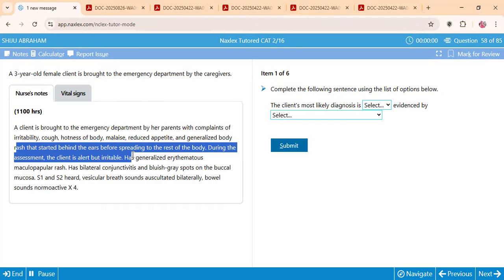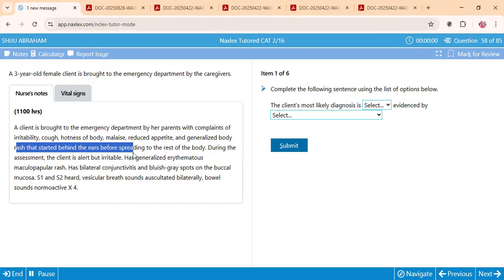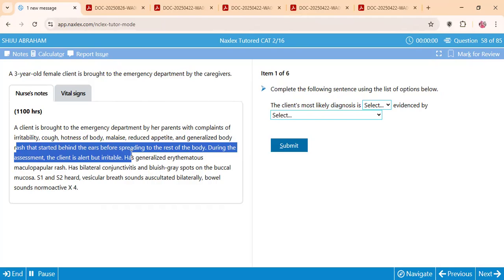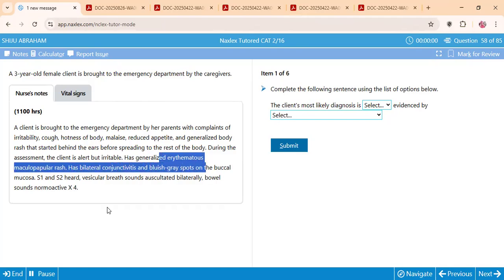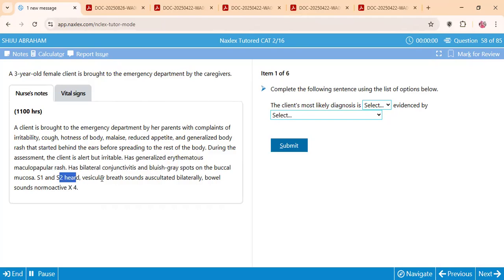When our body has itching or rashes, we won't behave in a normal way. We will get irritable because of the irritation caused by the rashes. She also has bilateral conjunctivitis, inflammation of the conjunctiva in both eyes, and bluish gray spots on the buccal mucosa. But the heart sounds are normal, breath sounds are normal, and bowel sounds are also normal. The only problems are the rashes, fever, malaise, and reduced appetite.